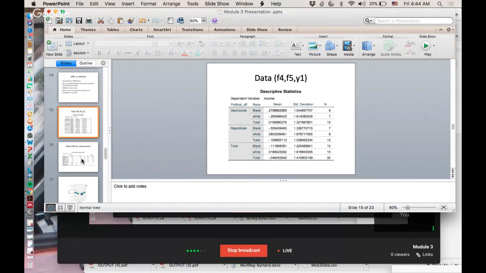But they both are used to compare the influence of multiple independent variables on a dependent variable. So for my data, I tried to make a story with it. I used factor 4, factor 5, and Y1. I changed factor 4 to political affiliation, 5 to race between black and white, and then Y1 was just the outcome. So there go some values.